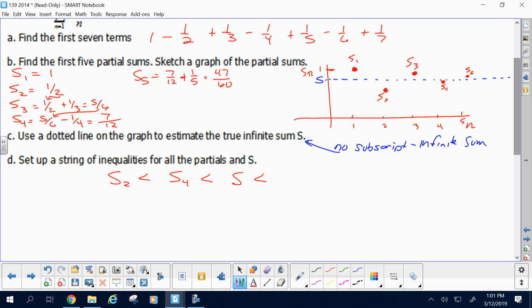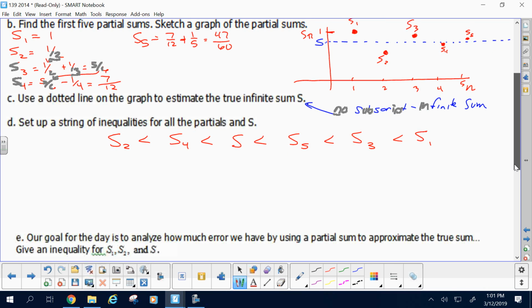S, the true infinite sum S is next. And then S5, and then S3, and then S1. Okay. I changed the index, so I'm going to have to make a little adjustments to my notes here. All right.